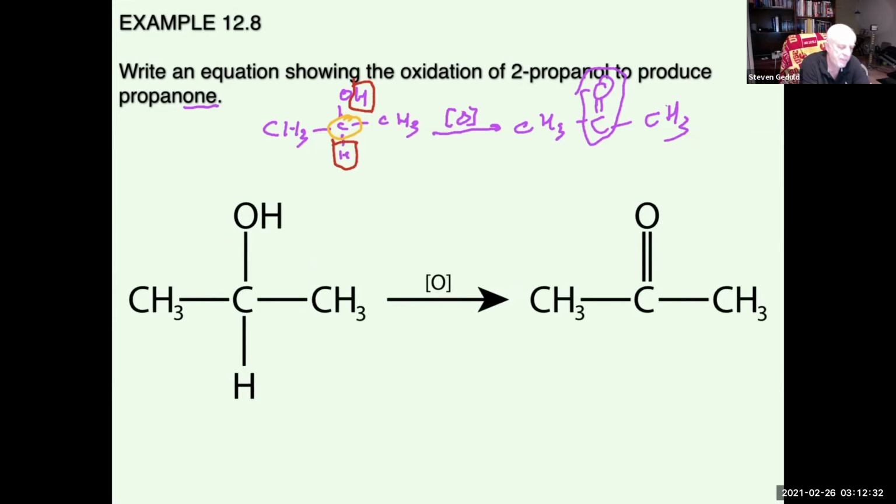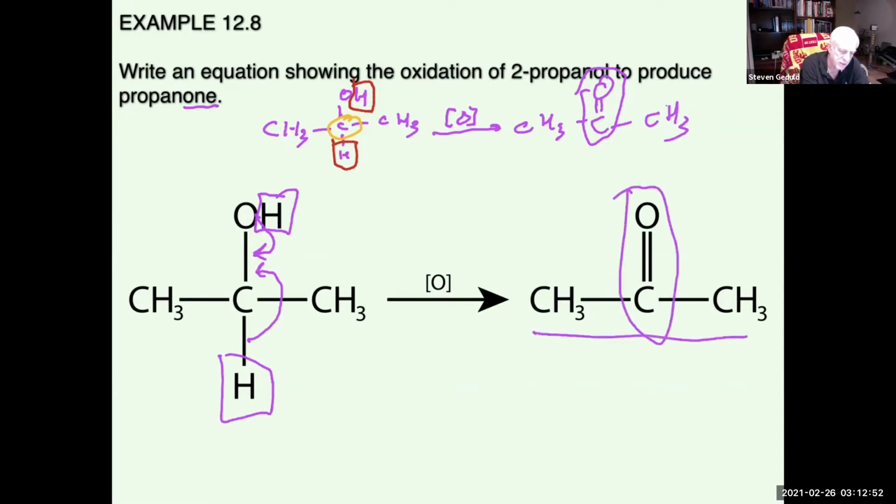So here's your compound, 2-propanol. You're going to remove a hydrogen from the oxygen OH group and a hydrogen from the same carbon. The electron from each bond is going to swing there, and you're going to form your carbonyl group, which is propanone. Again, if this hydrogen were not present, no oxidation can occur, and that would make it a tertiary alcohol.